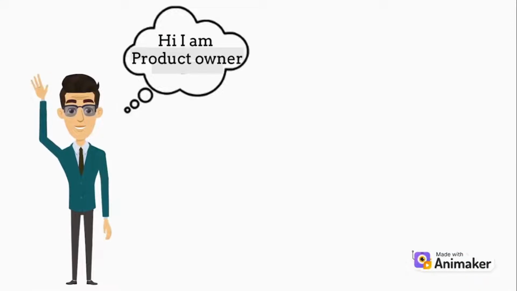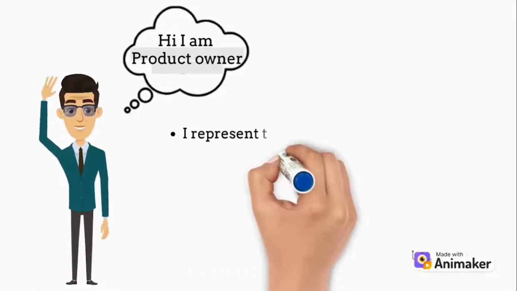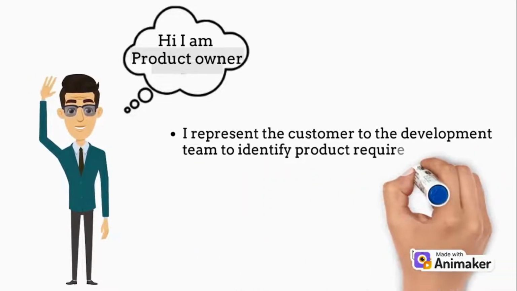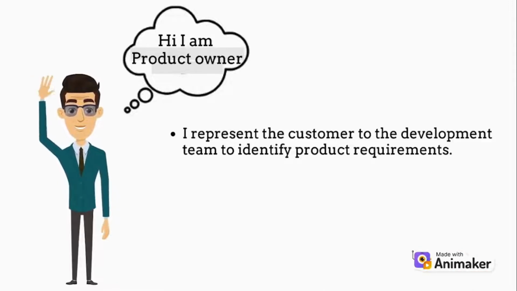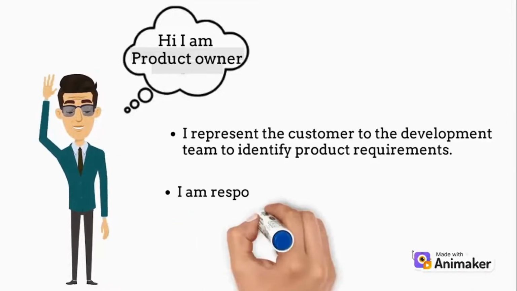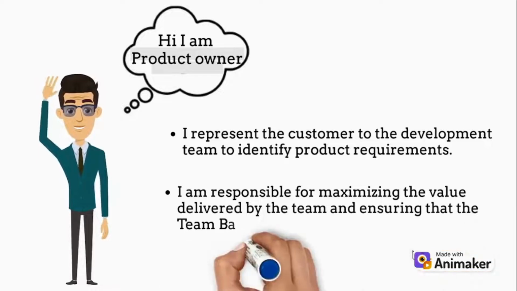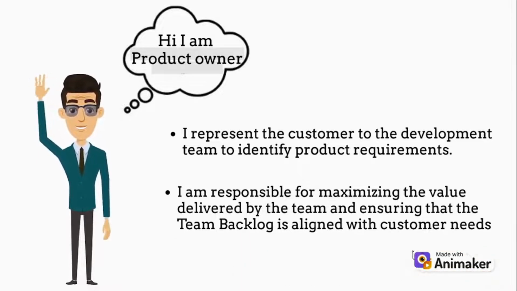Meet Mr. J. He is a product owner. He represents the customer to the development team. In order to identify product requirements, he is responsible for maximizing the value delivered by the team and ensuring that the team backlogs is aligned with customer need. He is from the client side.